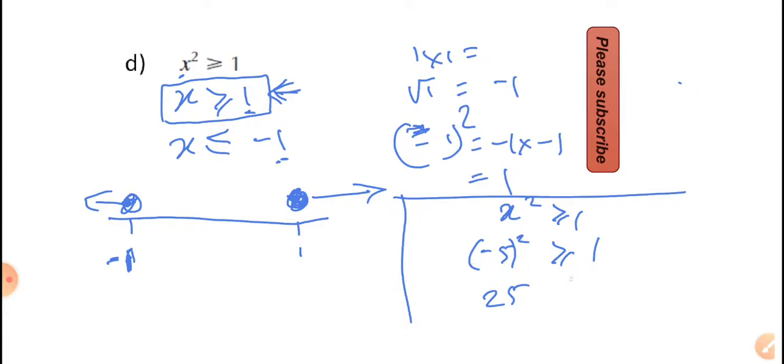You have to use those brackets in the calculator, otherwise you get the wrong answer, which is negative 25. So in order to get the right answer, you have to open bracket, press negative 5, close bracket, and square it. So is 25 greater than or equal to 1? Yes, it is. So therefore our answer is correct. So these are the two answers, and then we've shown it on the number line too.